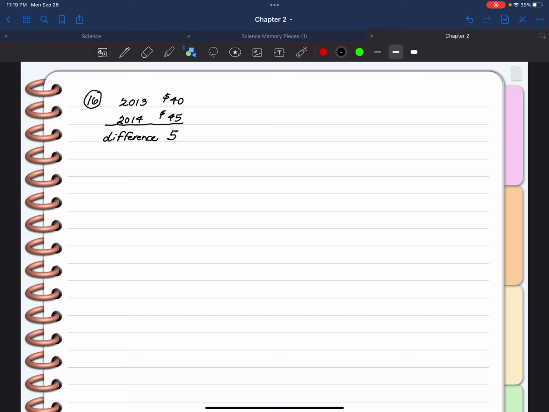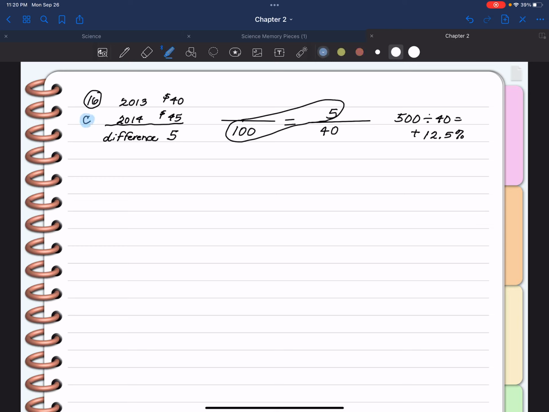So to find the percentage, you can set up a proportion of 100. The difference always is the part, and you always use the original down here. So you have 5 times 100, that's 500, divide by 40 is 12.5%. And again, that was an increase, so that's a positive 12.5. So I like answer C for number 16.